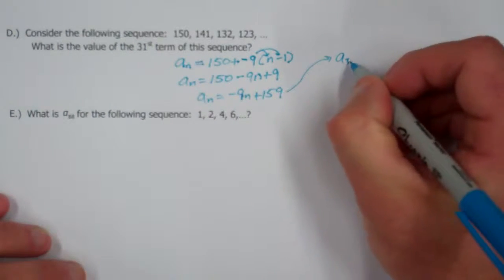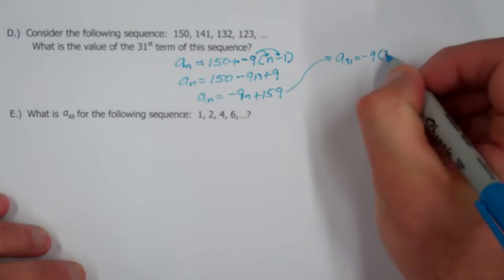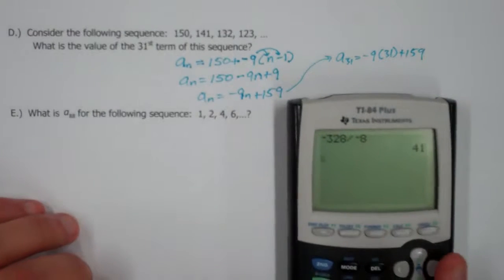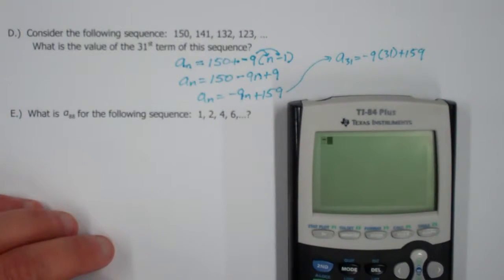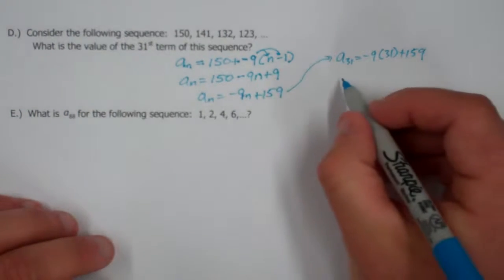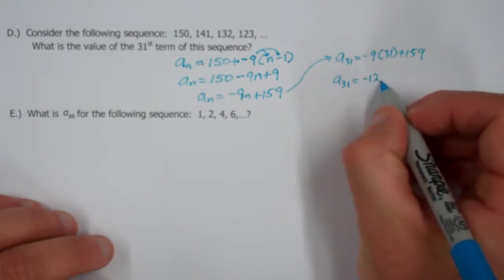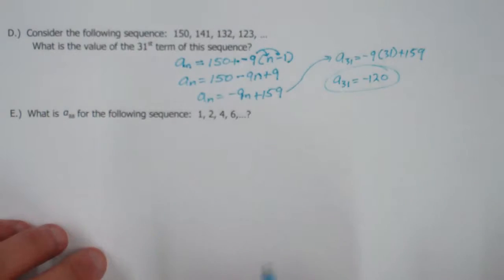So a sub 31 is going to be just negative 9 times 31 plus 159. Let me try that in the handy-dandy calculator here. So we've got negative 9 times 31 plus 159. That's negative 120. So in this sequence, the 31st term would be negative 120.